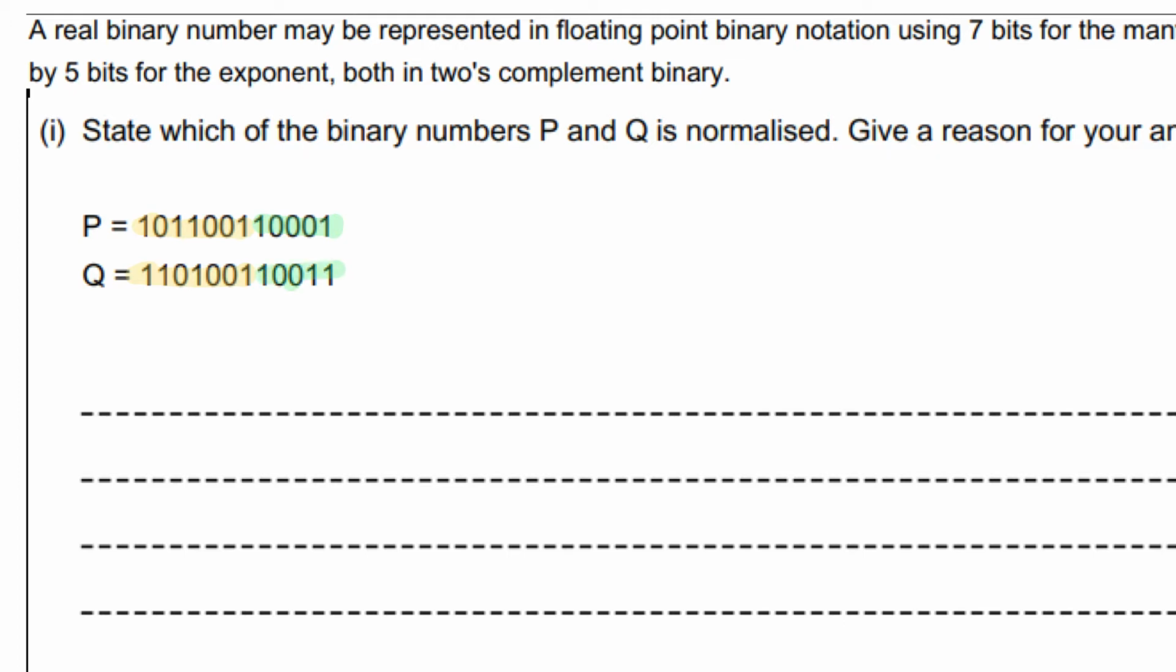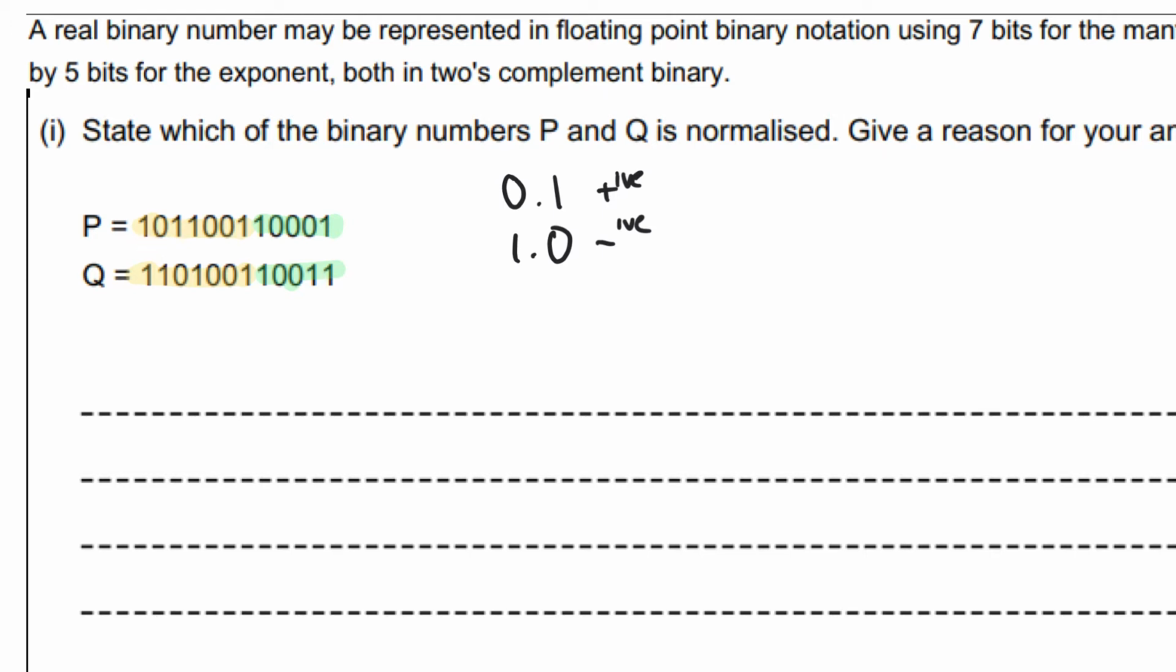Now, normalized means something in this context. It should be in the format of 0.1 something if it's positive, and 1.0 something if it's negative. So 0.1 something if it's positive, and 1.0 if it's negative. And the point by default should be here. Now, if we look at this number here, it's 1 something 0. So we can imagine there's a point there.